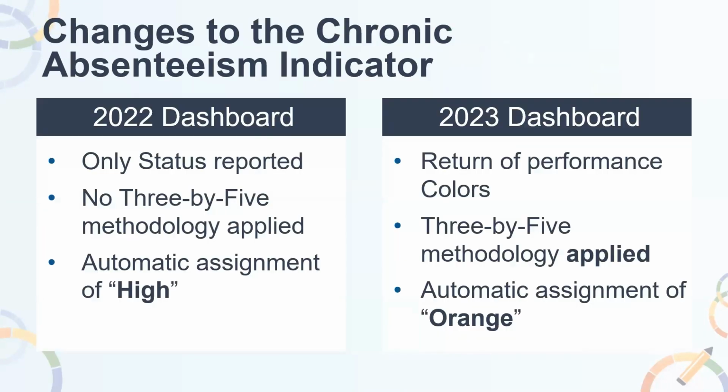Changes from the 2022 dashboard to the 2023 dashboard include the return of performance colors and the 5 by 5 and 3 by 5 tables. Last year, only status was reported and the 3 by 5s were not used. Additionally, there will be an automatic assignment of orange if data are not submitted or incorrect, rather than an auto assignment of high, which was used in 2022 due to the lack of change levels.